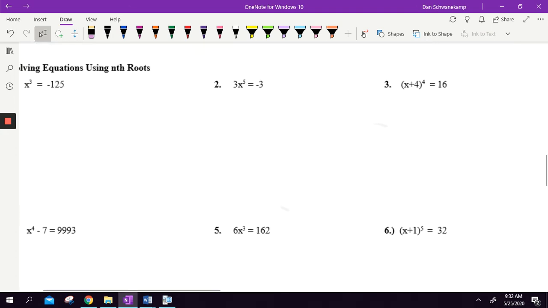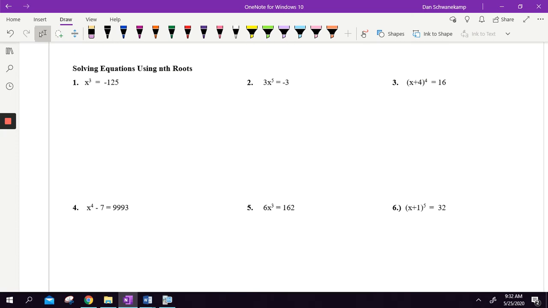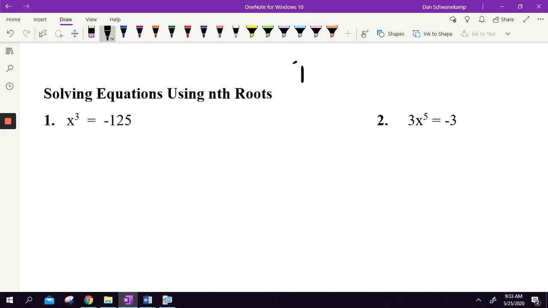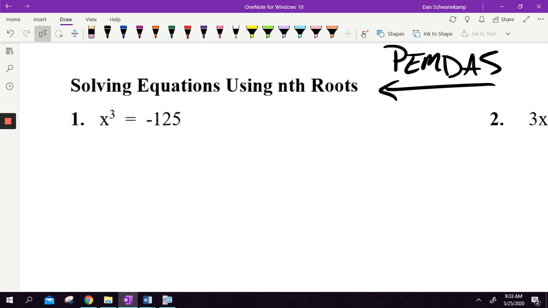Solving equations using nth roots. So this is definitely a change of pace from what we were just doing. But if we're solving equations, anytime we're solving, we are doing PEMDAS in reverse. If you've listened to my videos, you've heard me say that a lot of times. Every time we solve, you're going to hear me say it again here in a couple of lessons as well. But PEMDAS in reverse. So what that means is I'm going to try and add and subtract something first. I'm going to get x by itself.